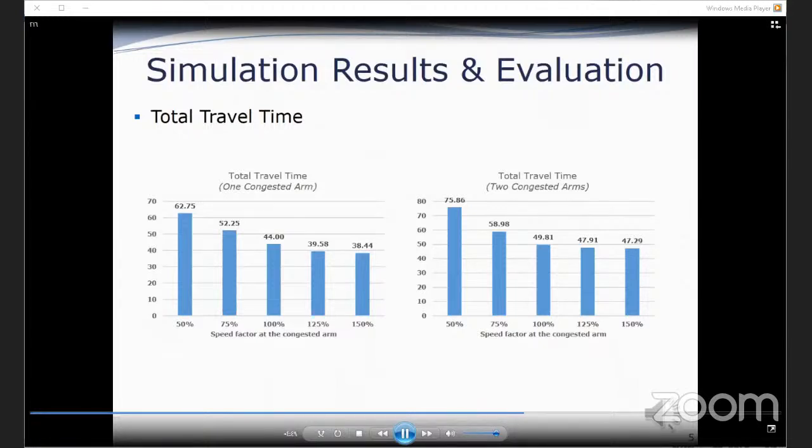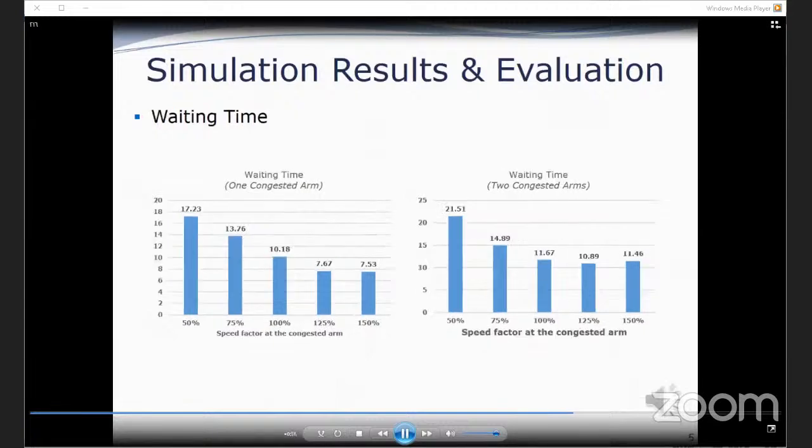The results also show that for the same traffic volume, the total travel times in the case of the 1 congested arm are lower than for that of the 2 congested arms for all of the simulated speed factors. This observation leads us to conclude that the traffic volume on the arms of the roundabouts is an essential factor that must be considered in designing future adaptable plans for improving the efficiency of roundabouts.